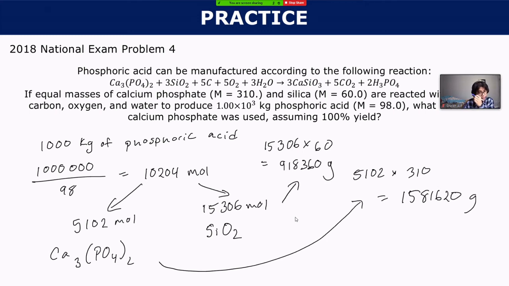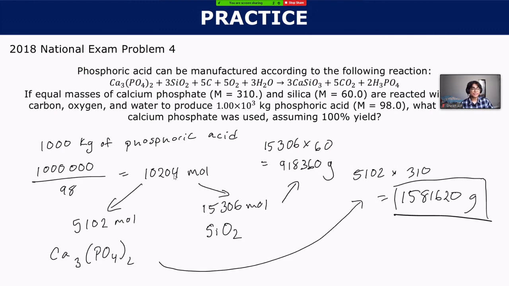So the number that we go with here has to be the bigger number, because with the bigger number, we are sure that we won't run into any problems being able to produce the 1,000 kilograms of phosphoric acid that we need. And therefore, this is how much calcium phosphate we need to use to produce 1,000 kilograms of phosphoric acid.